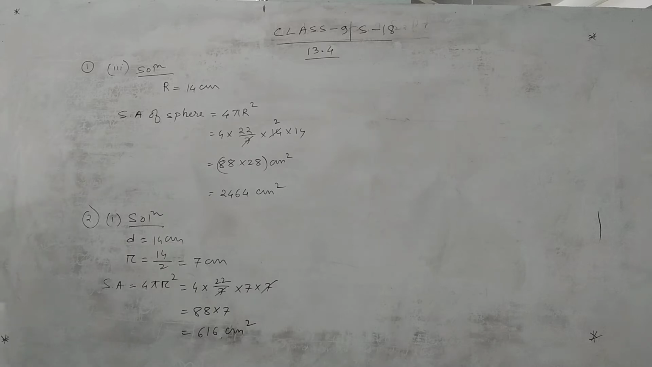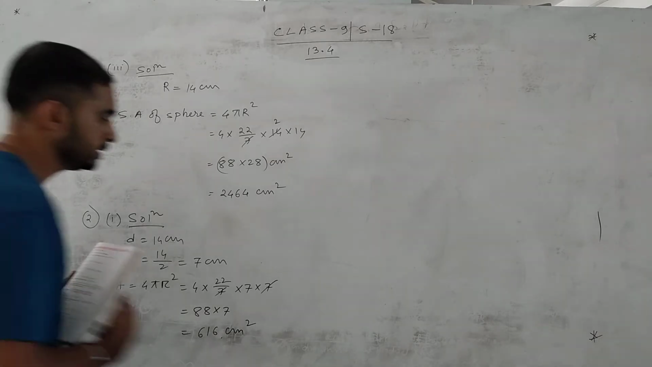Got it? So 1 and 2 same. In question number 1, radius is given, and in question number 2, diameter is given. So first of all, from the diameter in question number 2, we have to find out the value of r, then use the formula, then we will get the answer. Yes, got it?